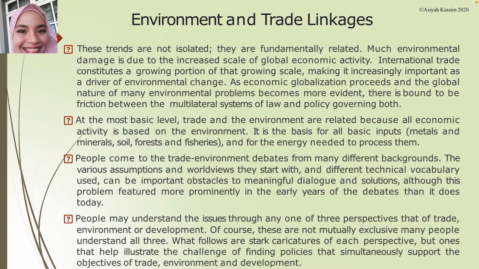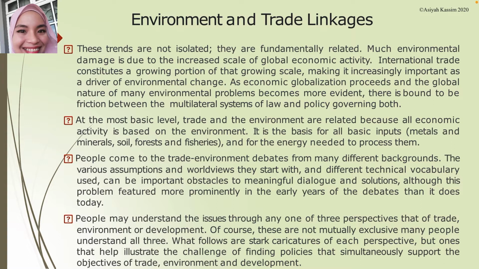So at the most basic level, trade and environment are closely related because all economic activity is based on the environment. For example, we have natural resources from metals, minerals, soil, forests, and fisheries, including the energy that is needed to process these natural resources.